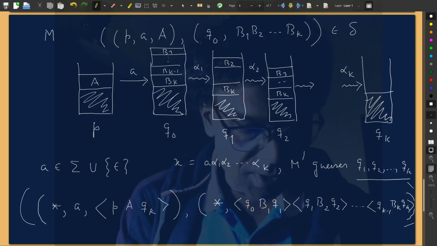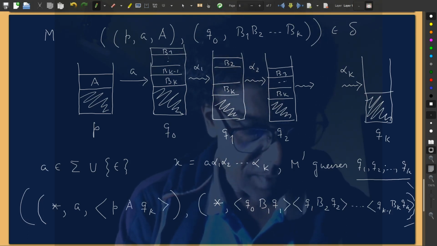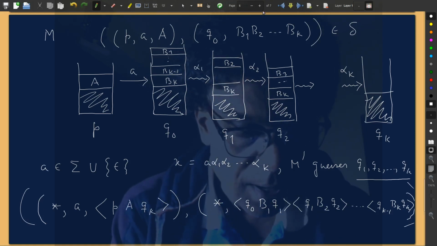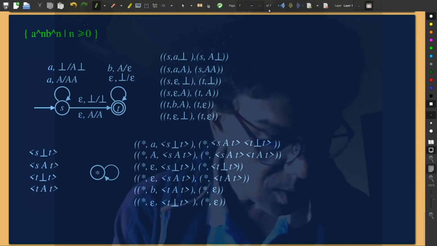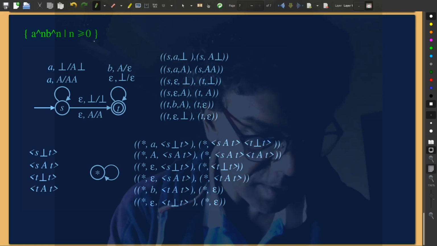Okay, so this is a little bit of complicated construction. I would like to explain this in view of an example, and I already have this example here. Let us consider the set of all strings over a, b of the form a power n, b power n, n greater than or equal to 0.